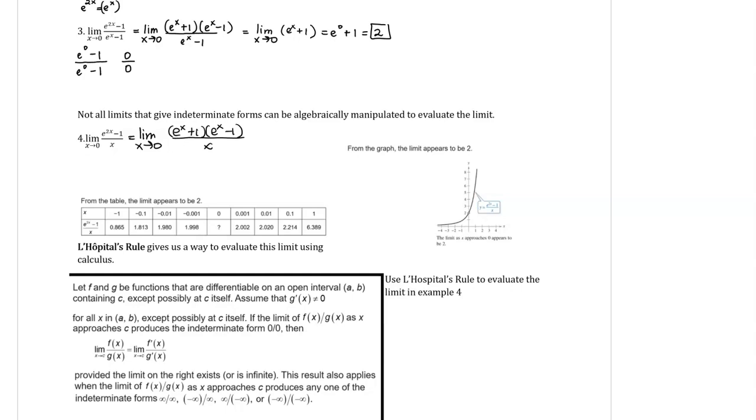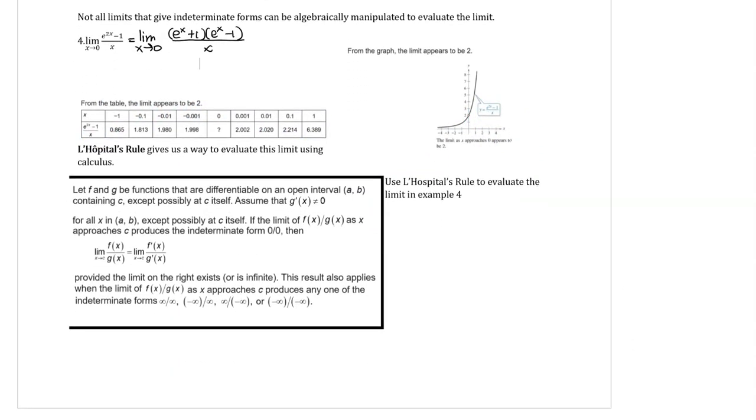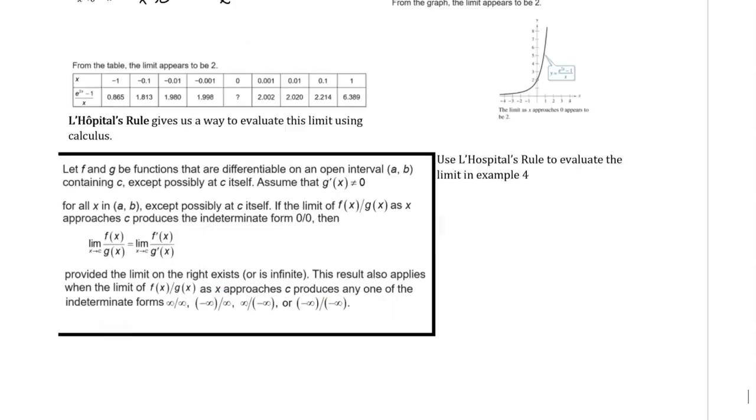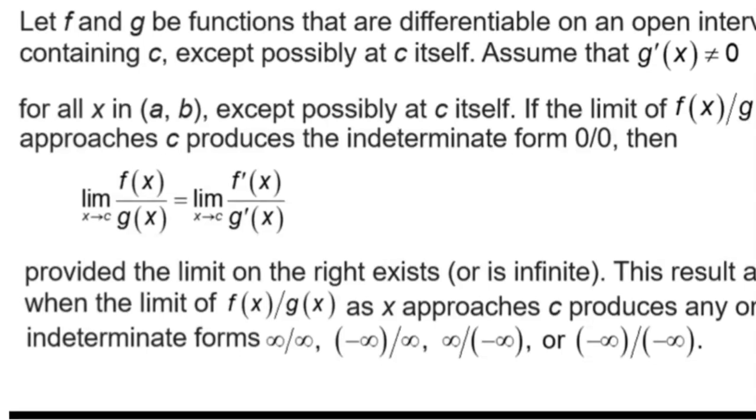However, we are now going to discuss L'Hopital's rule, which gives us a way to evaluate this limit without using a table or without using a graph, but instead using calculus. So L'Hopital's rule says that if you are evaluating a limit and direct substitution yields an indeterminate form of 0 over 0, or any combination of positive or negative infinity over positive or negative infinity, that you can then rewrite the limit by taking the derivative of the numerator and the derivative of the denominator.